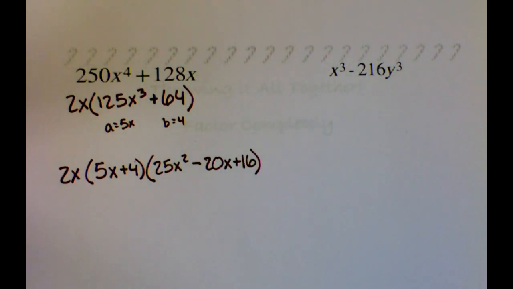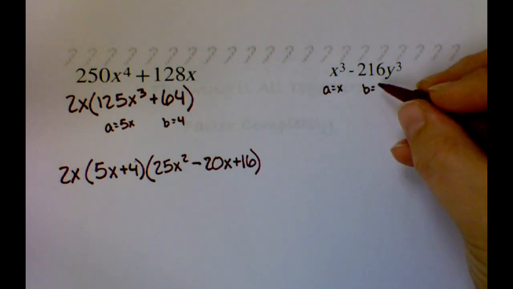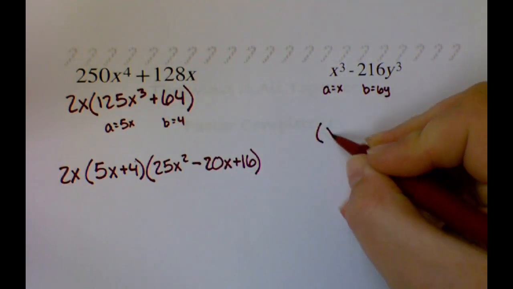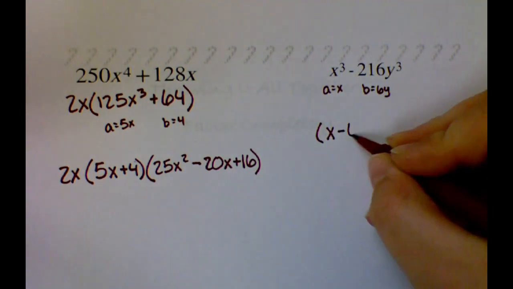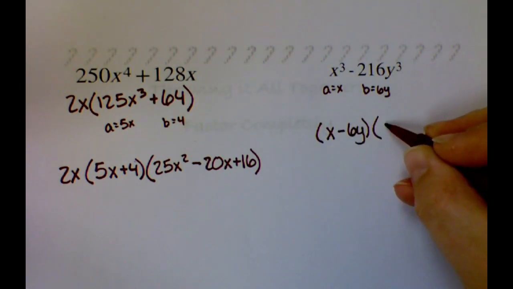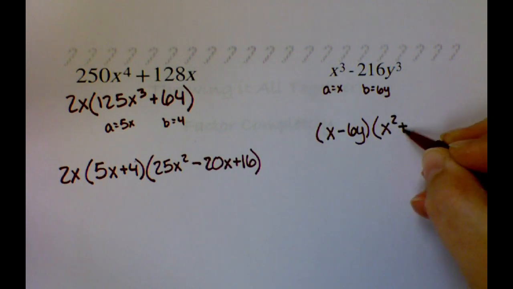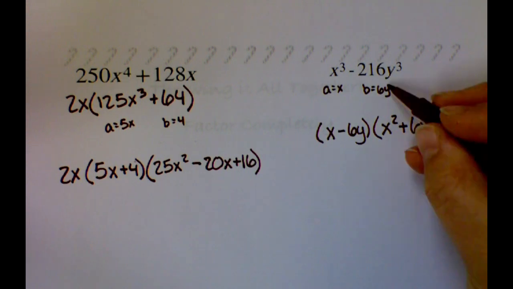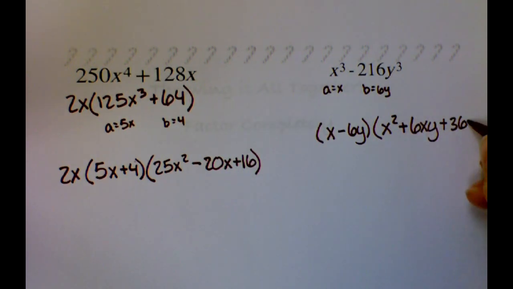And for our last one here, x cubed minus 216y cubed. Well, our a value is just x. Our b value, what cubed makes 216? That's actually a 6y. So we're subtracting, so our a minus b, so x minus 6y, times a squared, so x squared, plus a times b, so 6xy, plus b squared, which makes 36y squared.